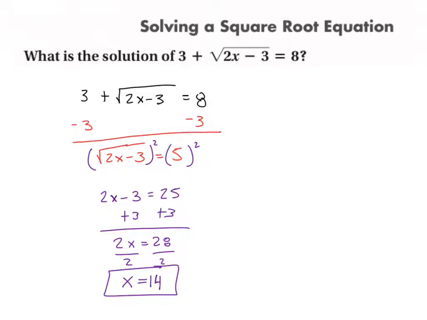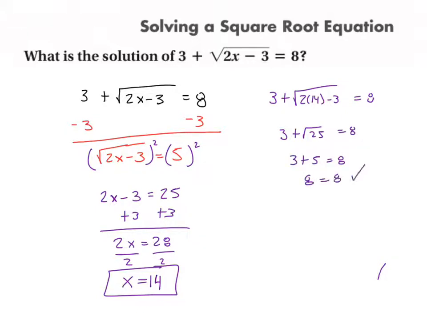If we plug this back into the original equation, we should be able to check and see if it is actually the solution. So we've got 3 plus the square root of 25 equals 8. 3 plus 5 equals 8. 8 equals 8. So we got a good answer there. All right, so let's try another one.